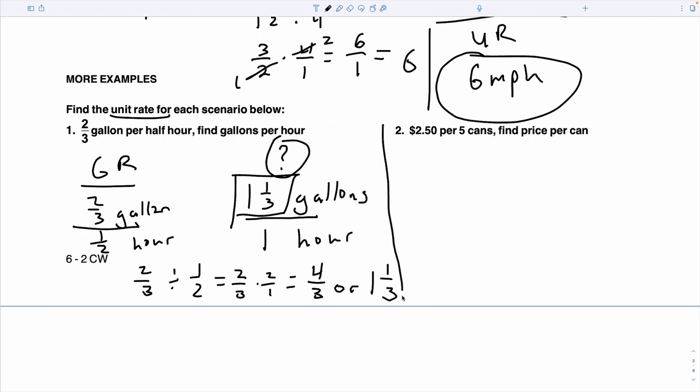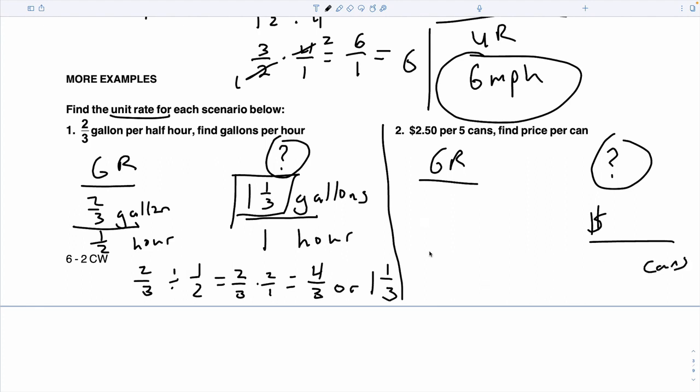That is okay. $2.50 per 5 cans. Find the price per can. Go over, start with your question mark. What goes on top? Money or cans? Colton. Price per can. What's on top? The money is the price. The number of cans is on bottom. Set that up on the given rate sides.